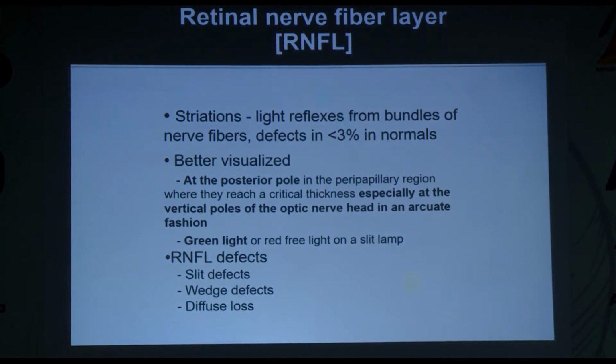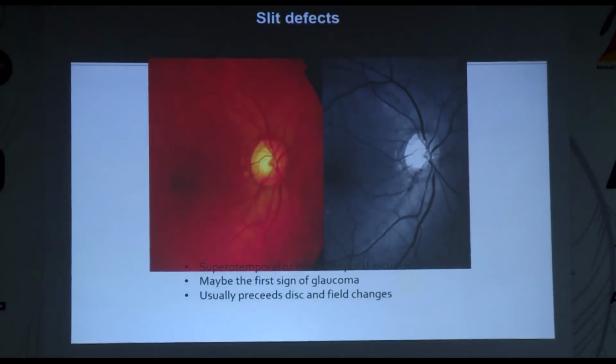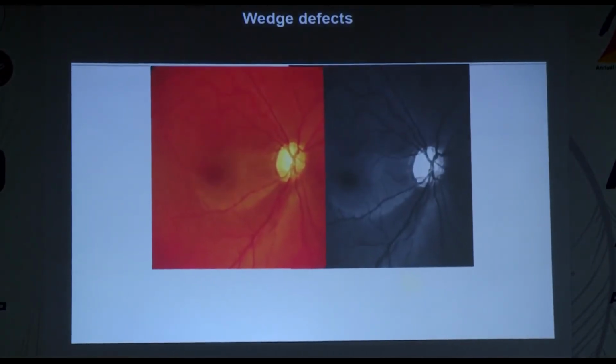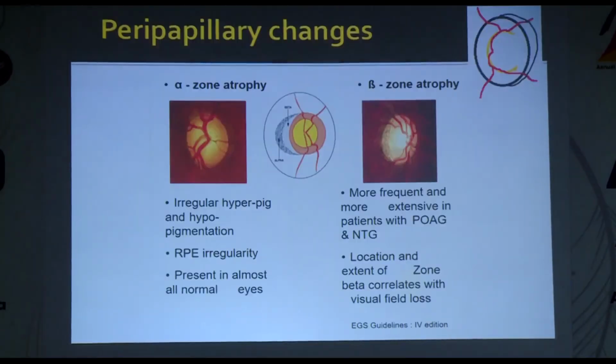Now, retinal nerve fiber layer defects are better visualized at the posterior pole, especially at the vertical poles of the optic nerve head in an arcuate fashion. Green light is the best method to diagnose it. Why? Because green light has a shorter wavelength, so it falls short of the red light, and all the superficial structures, whether it's epiretinal membrane or Drance hemorrhages, RNFLs, are better visualized under green light. So you can have slit defects, or wedge-shaped defects, or diffuse RNFL loss, which is slightly more difficult to pick up clinically.